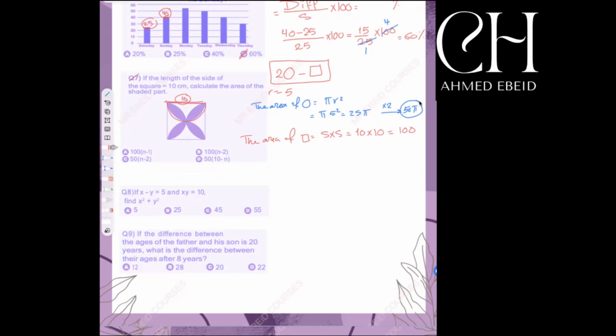We have a formula: double the area of the circle minus the area of the square. So the final answer is 50 pi minus 100. This one represents 50 pi. If you multiply 50 times 3.14, it will be 157, then subtract 100. So the answer is.